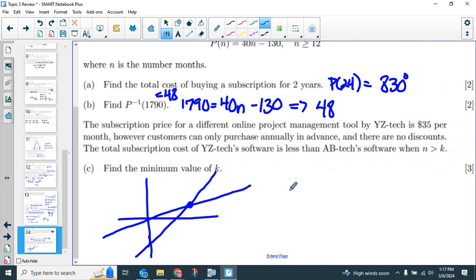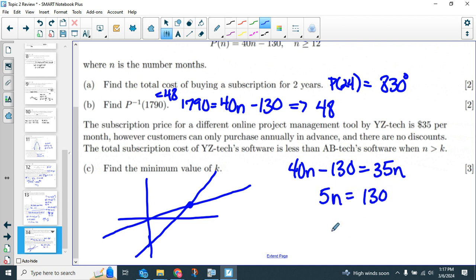So I would just set them equal to each other. 40n minus 130 is equal to 35n. Solving this equation, we get 5n equals 130, so n is equal to 26. So that's 26 months. At 26 months, they're equal. So how many months until this one's actually cheaper? 27. So my k, if you will, is 27. Yeah, that's it.